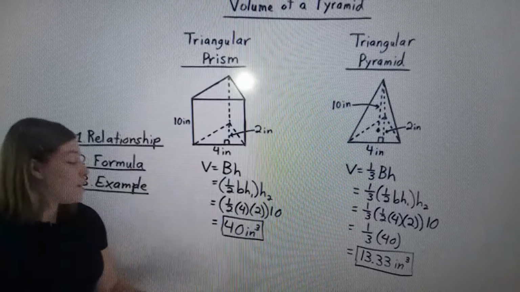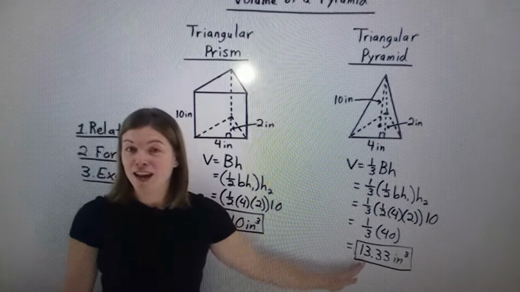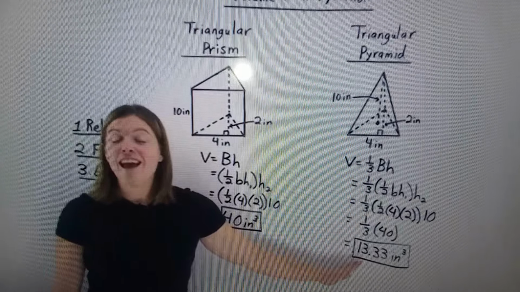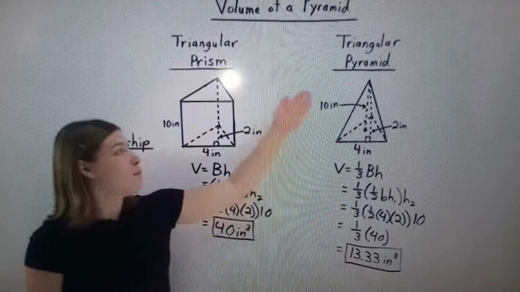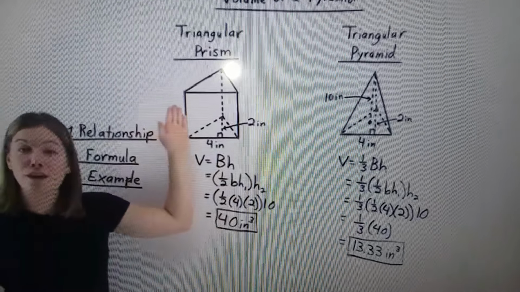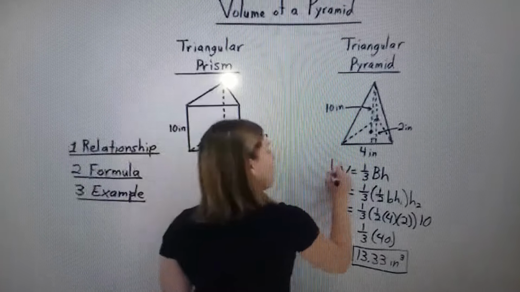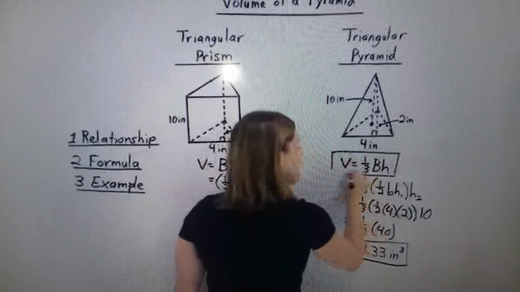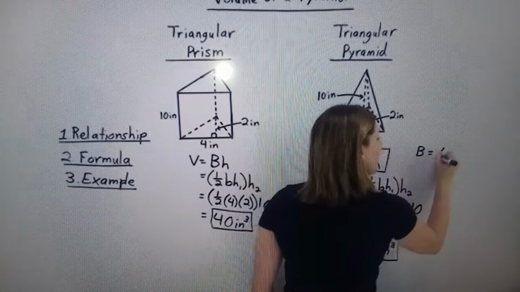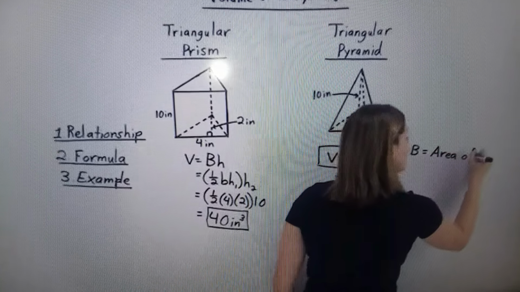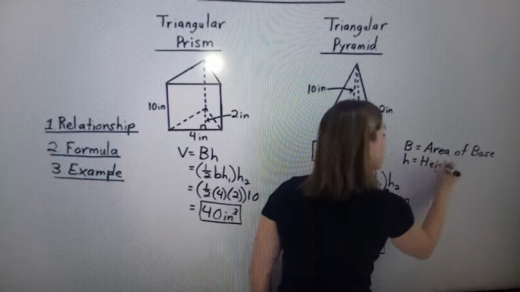And look, if we take 40 and divide it by 3, we get 13.3 repeated, which we can round to 2 decimal places, and we get the volume of our triangular pyramid. So, the volume of our triangular pyramid is indeed 1/3 the volume of our prism. And we have also found the formula for the volume of a pyramid. This formula will work for any pyramid. B is the area of the base, and H is the height of the pyramid.